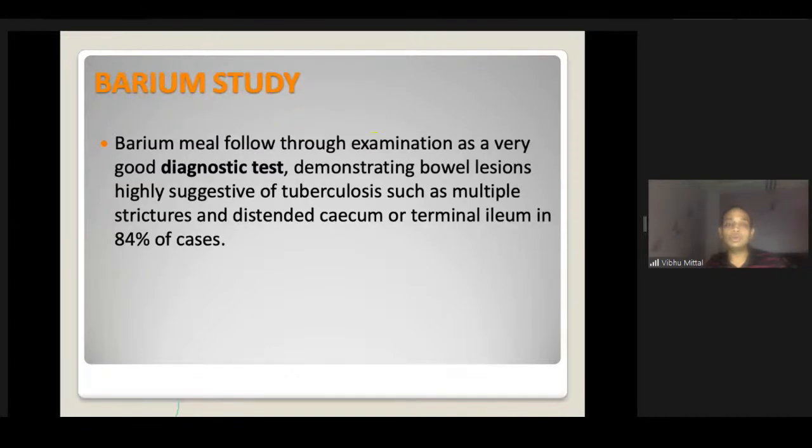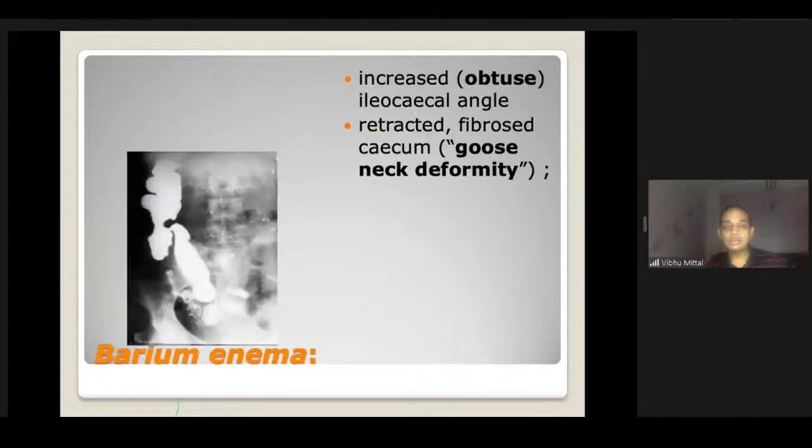Barium studies used to be the gold standard for non-invasively evaluating the small bowel, a good diagnostic test, highly sensitive in tuberculosis with multiple strictures and distended cecum, etc. I do not use this test any longer in my clinical practice. Others can talk about what their experience of using barium now is in 2020. But yes, you can have these old diagrams in your exams. You should be aware of these things. Gooseneck deformity. There are many other such terms.